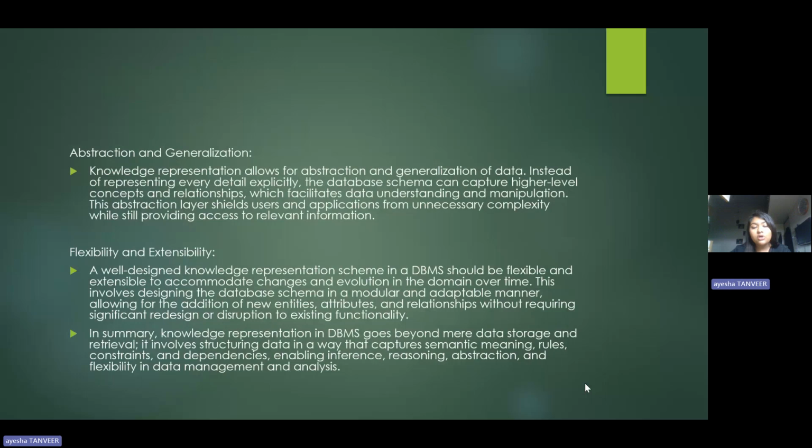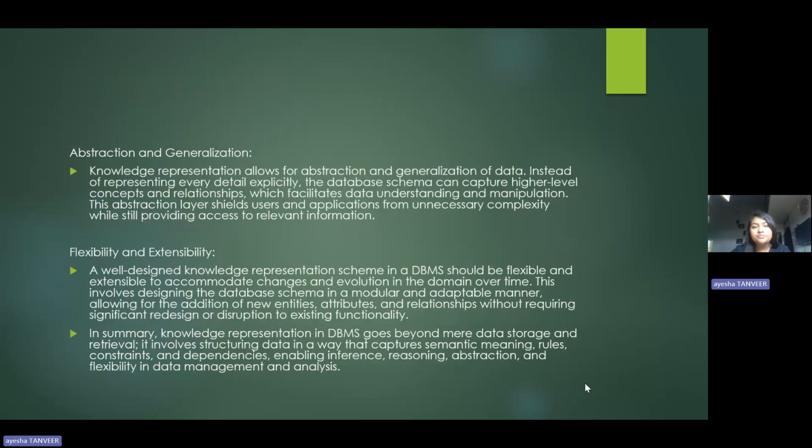In summary, knowledge representation in DBMS goes beyond mere data storage and retrieval. It involves structuring data in a way that captures semantic meaning, rules, constraints, and dependencies, enabling inference, reasoning, abstraction, and flexibility in data management and analysis.